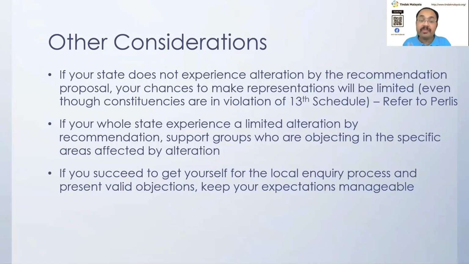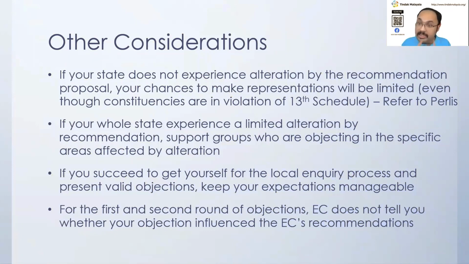If you succeed in getting yourself into the local inquiry process and have valid objections, keep your expectations manageable, because this is a sad fact of the reality of the EC. You can have valid grounds why the constituency as drawn violates the 13th Schedule, but EC will just say, I will not accept that argument. They might accept some other argument. That is why it goes back to my point: object on multiple grounds, so that even if EC declines one part of your argument, EC can still pick the other arguments of yours and at least influence the process.